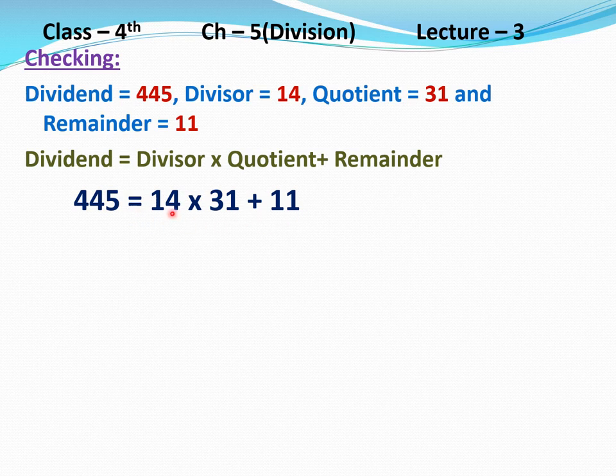Now first multiply 14 by 31. First multiply 14 by 1. 1 4s are 4. Write 4 here. 1 1s are 1. Write 1 here. Now put a cross here.